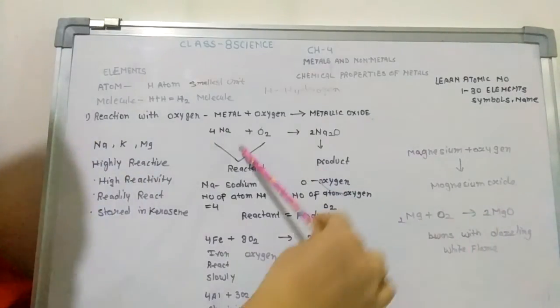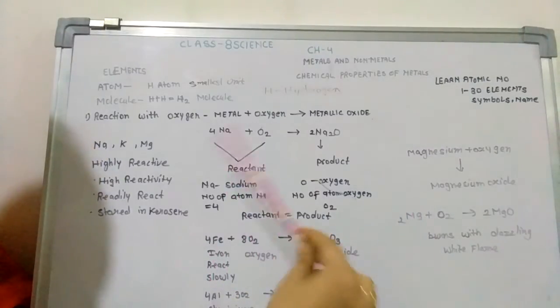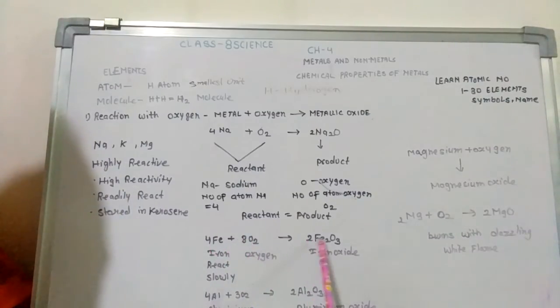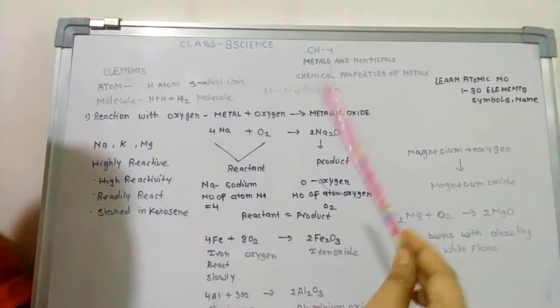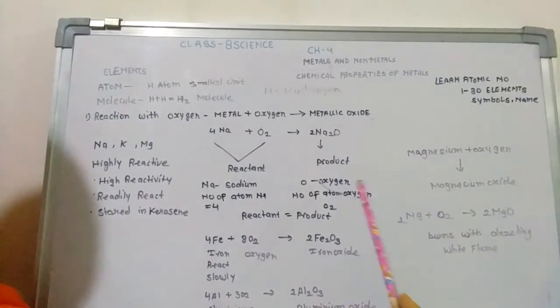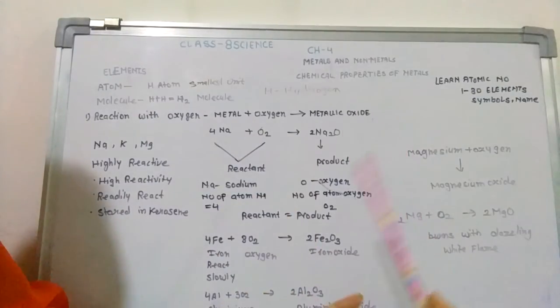You can see in all the reactions the number of reactants equals the number of products. Here in iron, 4 iron and 3 O2, which means 6 oxygen, so we get 4 iron and 6 oxygen. In aluminium, 4 aluminium and 6 oxygen. So the number of reactants always equals the number of products. Then we can say the equation is balanced.